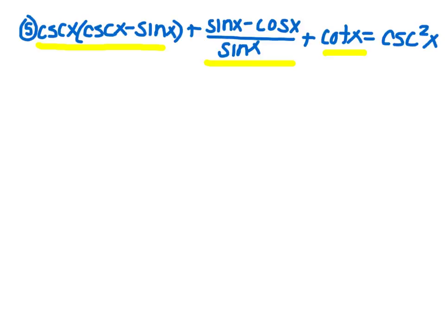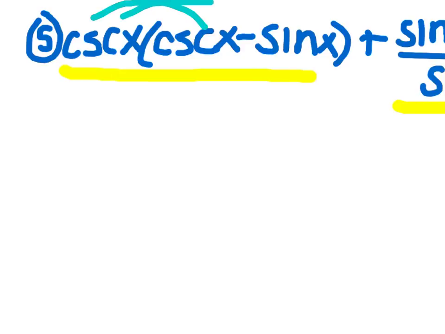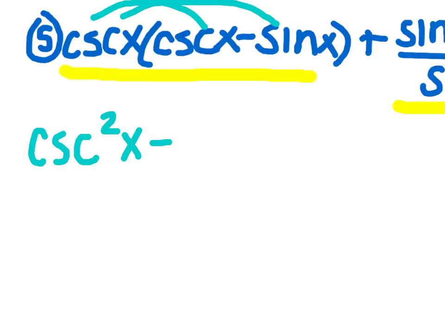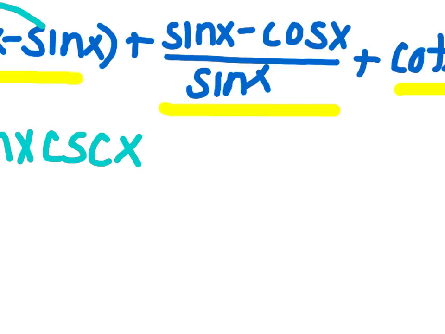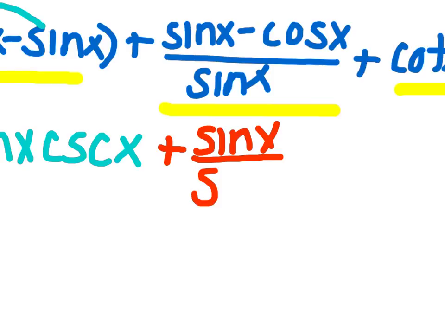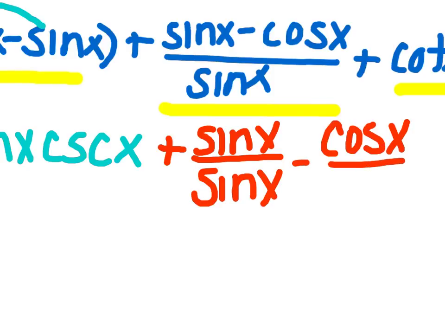So I'm going to start at this first section, the cosecant times cosecant minus sine. When we go ahead and distribute cosecant to both of those terms, I get cosecant squared minus sine cosecant. And we'll talk about sine cosecant in a moment. Now I'm going to take a look at this second term, and I'm going to think of this as sine divided by sine minus cosine divided by sine.